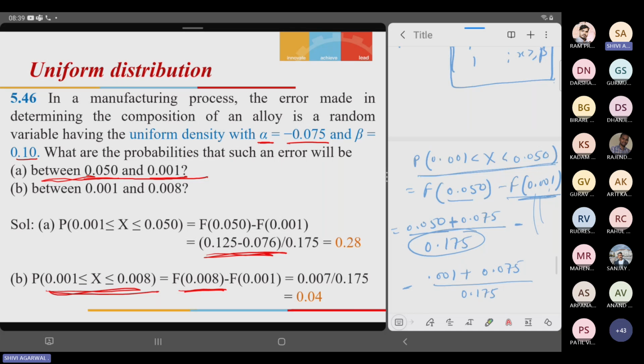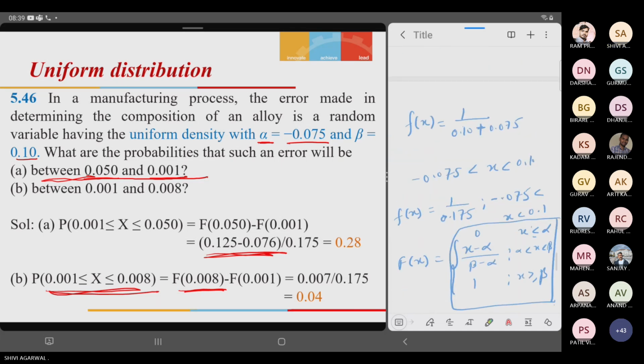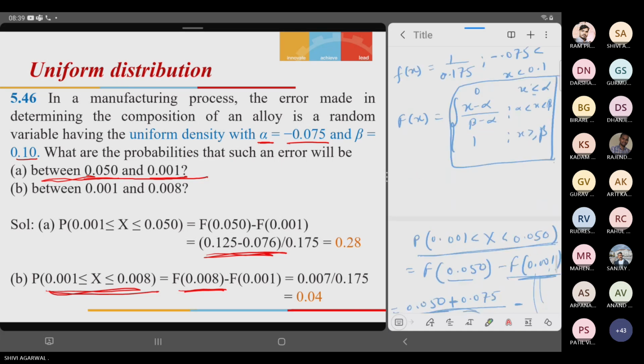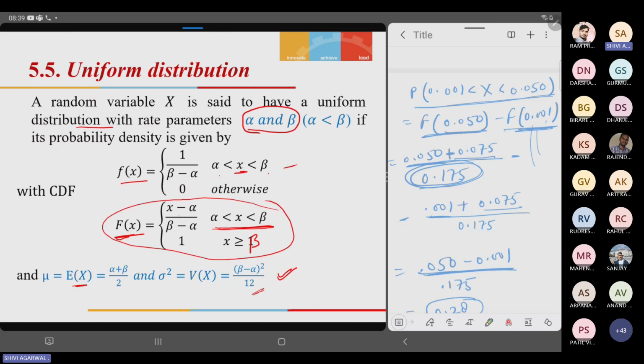I didn't use 0.25 anywhere here. So now we are just saying F of this minus F of this. Again it is x minus alpha upon beta minus alpha. You can see the formula here, x minus alpha upon beta minus alpha, and 1 when x is greater than or equal to beta.